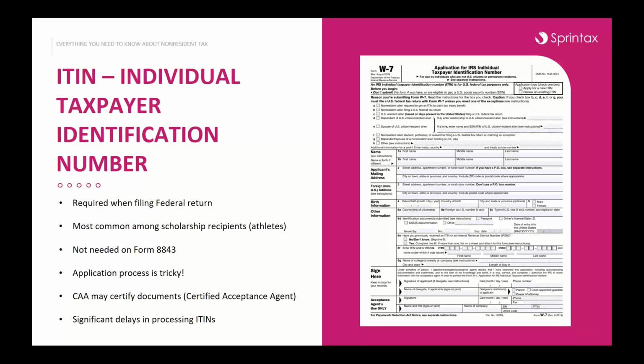Looking at the application process, it can be a little bit on the tricky side, but we'd always recommend filing early when it comes to ITIN applications. The ITIN application form is Form W7. It can be applied for in two ways. It can be applied for with the federal tax return, and in this case, your documents such as your visa or your passport would need to be certified by a certified acceptance agent, or it can be done at your local IRS office. The ITIN can also be applied for ahead of filing for your federal tax return. And in this case, your documents can be certified by a responsible officer at the school. We are seeing that there are significant delays in processing ITIN applications. So if you do need an ITIN, we'd recommend filing early where possible.